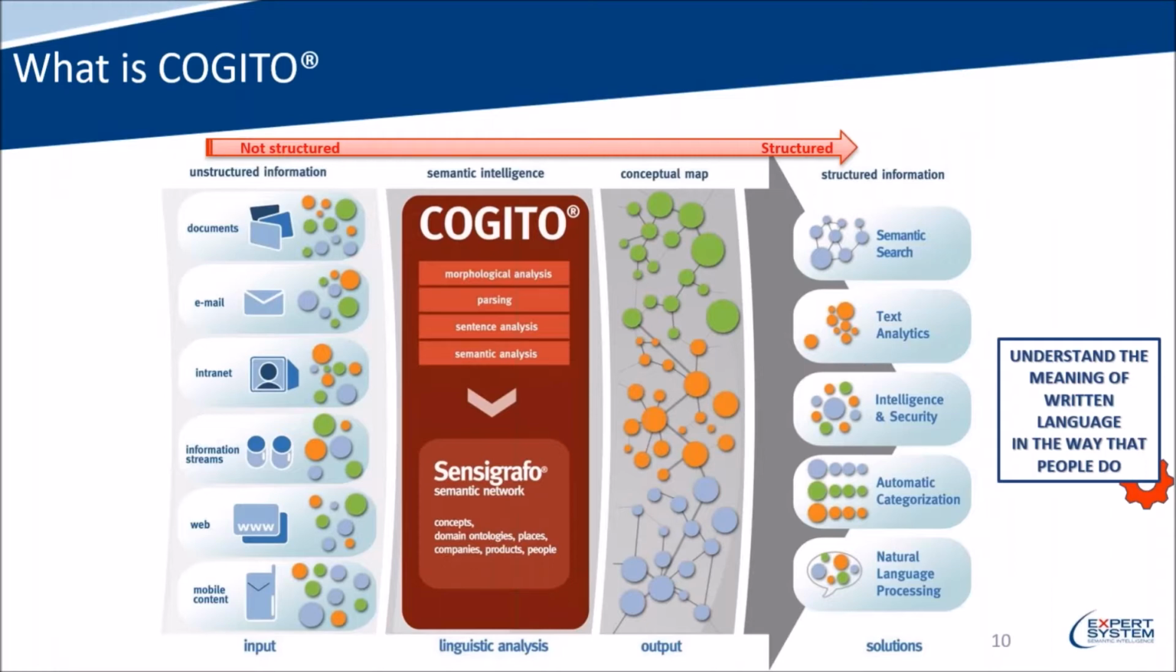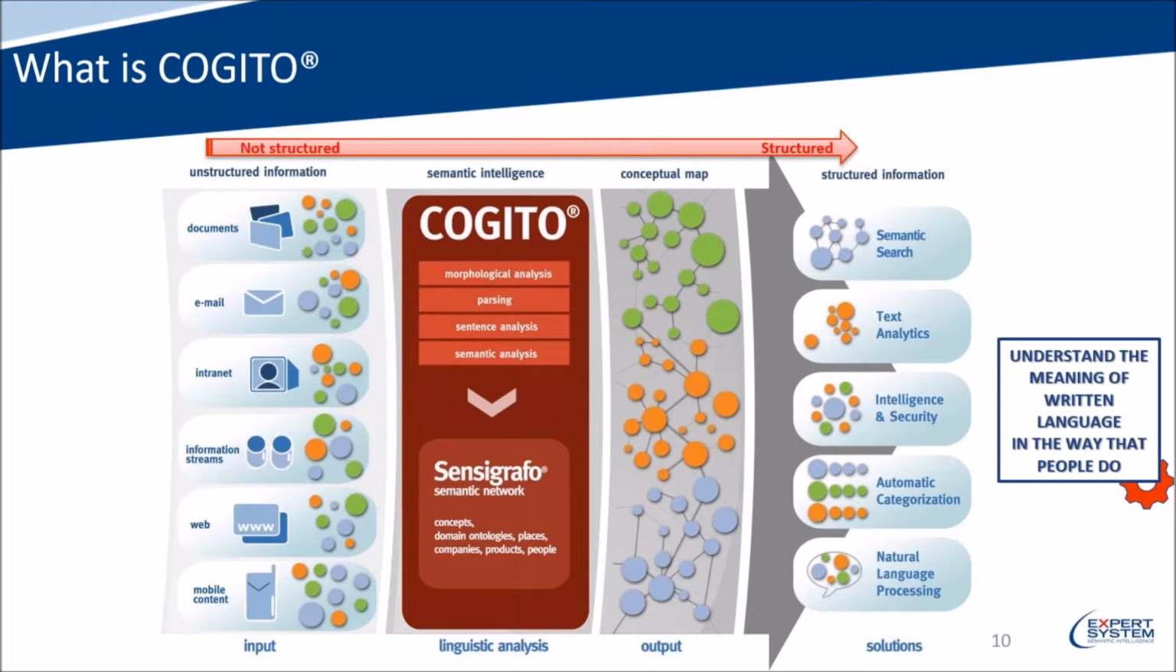We start with a high volume of unstructured data, such as documents, email, information that arrives from the web, mobile content, and information streams. Our technology, Cogito, is able to assign a specific meaning to the words analyzed and to give different solutions. So we are able to structure this information.